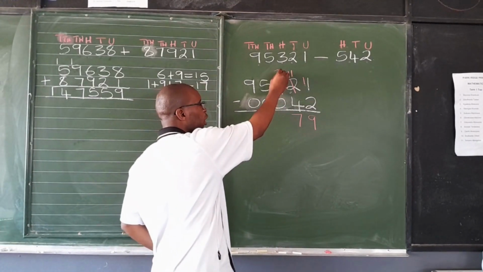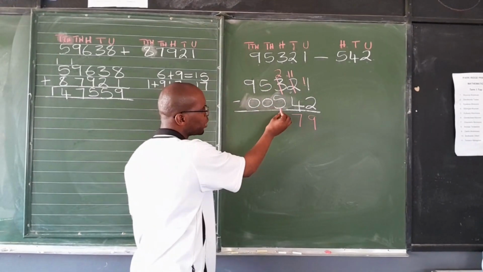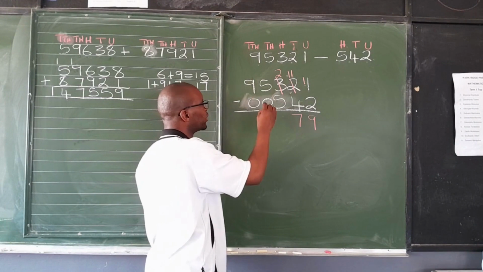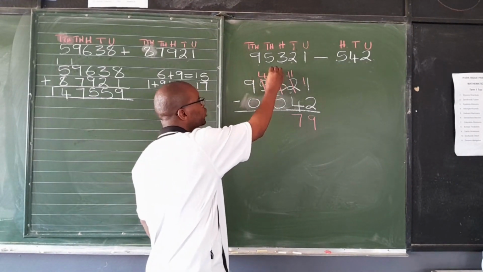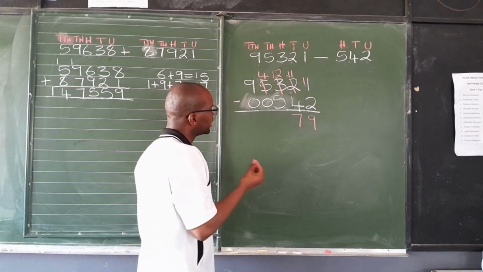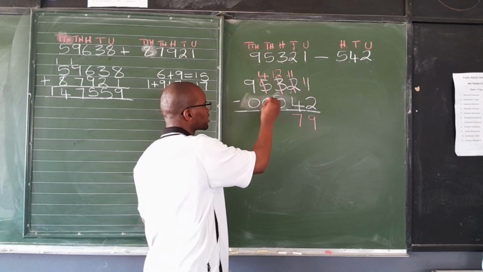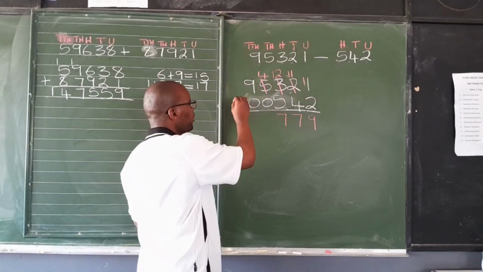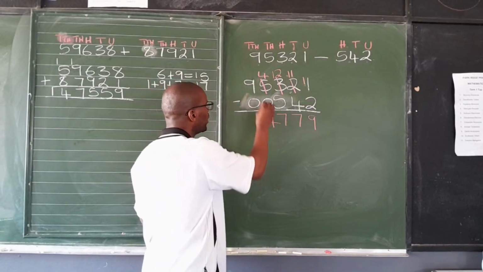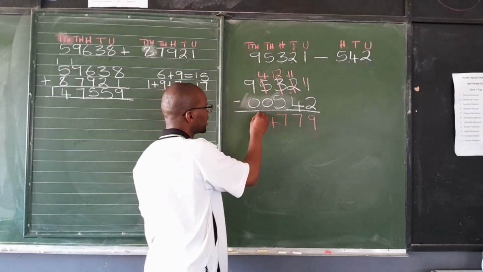Again, looking at our top number, we can see that it's smaller than the bottom number, so we need to go next door and borrow. So the 5 becomes a 4 and the 2 becomes a 12. Now we can say 12 minus 5 gives us 7. 4 minus 0 gives us 4, and 9 minus 0 gives us 9.